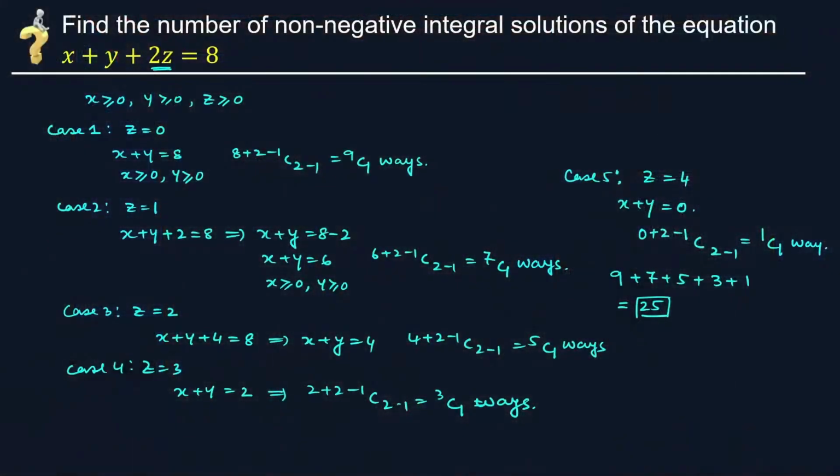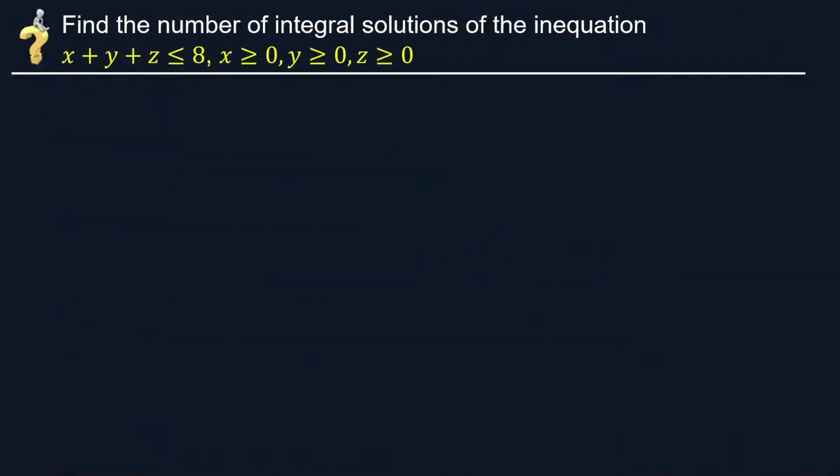Let me take another example. See this question. This question is a little bit different. They're saying to find the number of non-negative integral solutions, but there is a condition. The condition is x plus y plus z is less than or equal to 8. Now here we cannot use the partition method directly, because though you have no restrictions in this case, you don't have a fixed value.